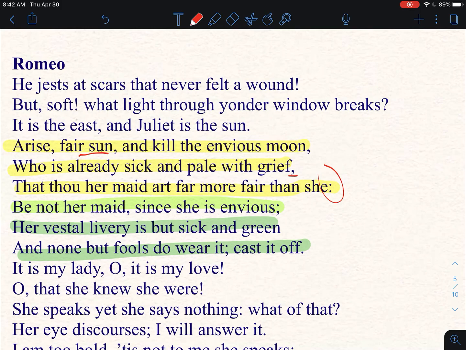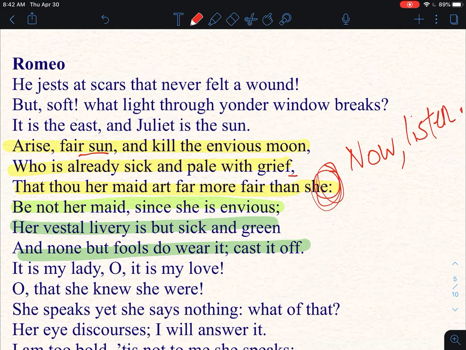So what's happening with this main idea? Well, listen, come out and kill the moon, because the moon is sick and pale with grief because you're more beautiful than she is. And the colon is like saying, now listen. And you'll notice something in there. In this phrase, "now listen," there's a comma and a period built in, but it's not happening at the same time.